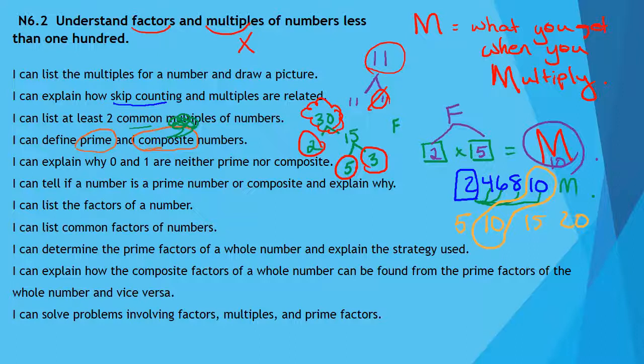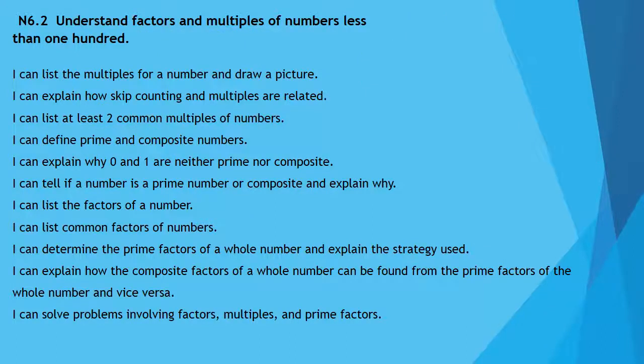Explaining why 0 and 1 are neither prime nor composite. This is quite interesting stuff. 0 cannot go in a factor tree, because if you had a number like 30 and you tried to make a factor tree out of it, well, 0 can't live in there, because as soon as you multiply it by 0, you don't get 30 anymore, you get 0. So math nerds way back in the day decided that 0 and 1 should be listed as neither prime nor composite.